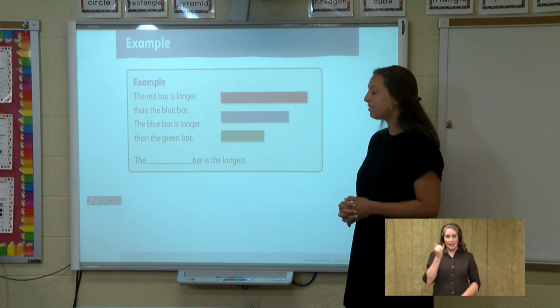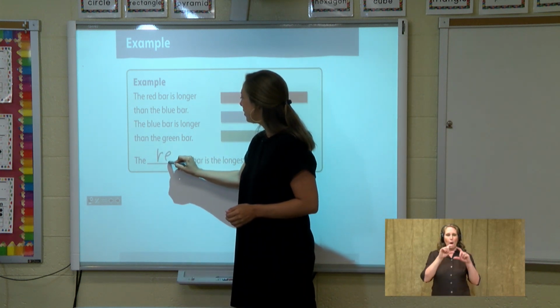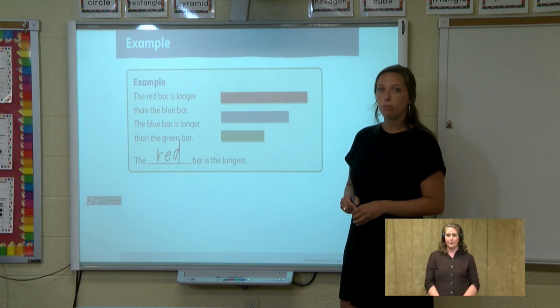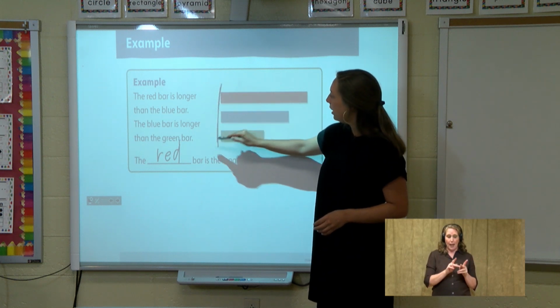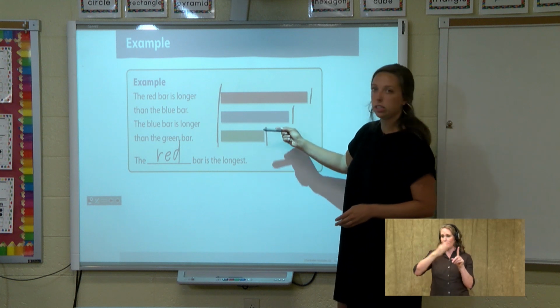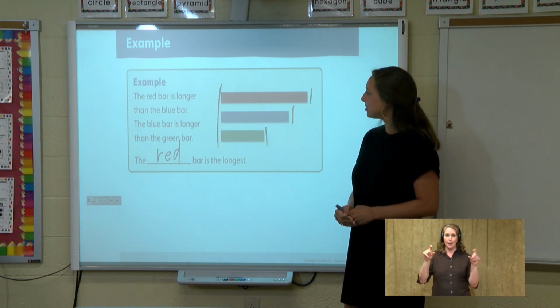If you shouted out red, you're 100% correct. The red bar is the longest. Remember, when we measure, we all start at the same point and then see where each one ends. Looking back at this, the red one is clearly the longest.